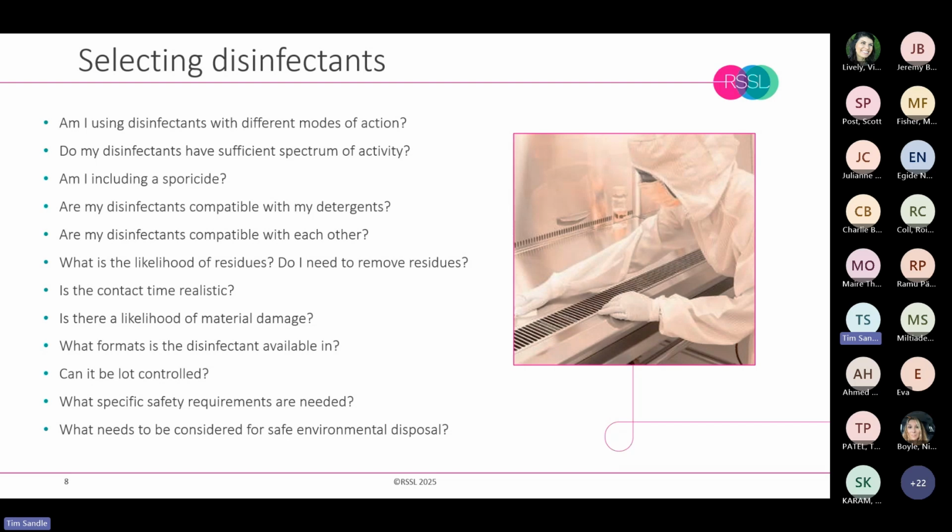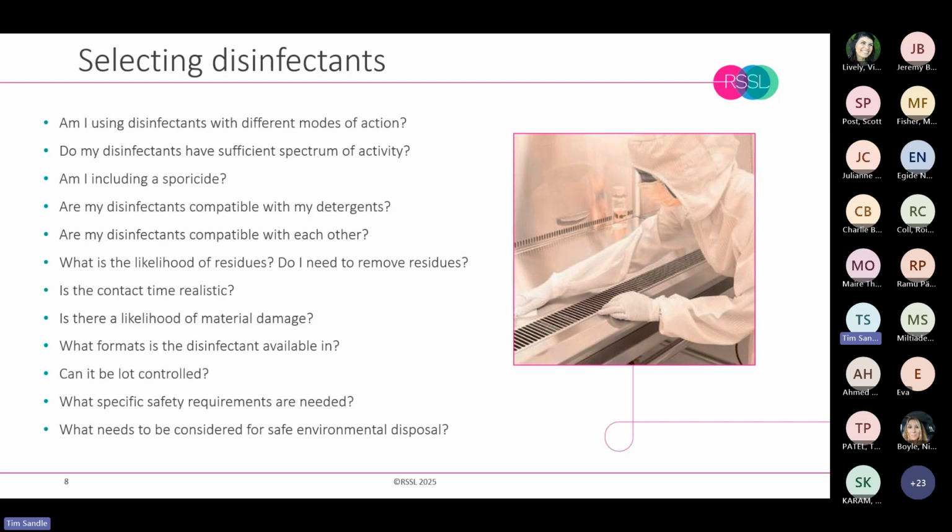We also need to consider whether our disinfectants are compatible with the detergents that we're using. We'll touch briefly on residues, but we need to assume that there might be some residue activity. Therefore, we need to be sure that the disinfectant and detergents are compatible, and that similarly goes for the two different disinfectants that we will be selecting as well. We also need to think about residues, as I've mentioned. We also need to make sure that the contact times are realistic.